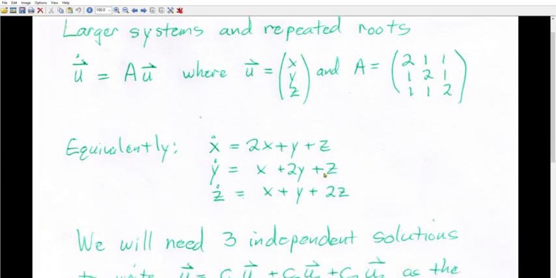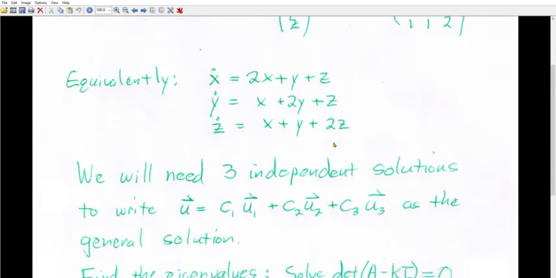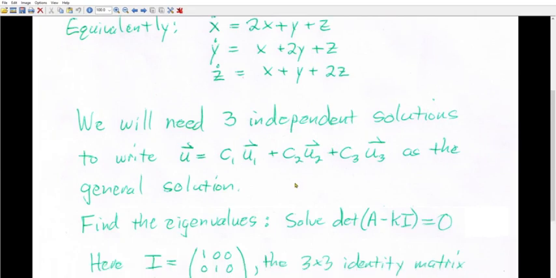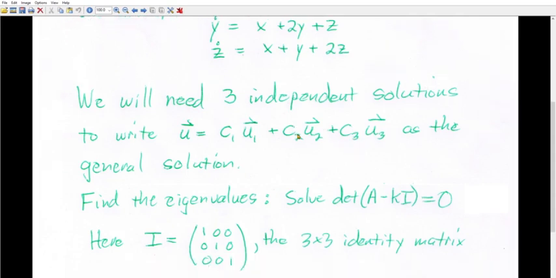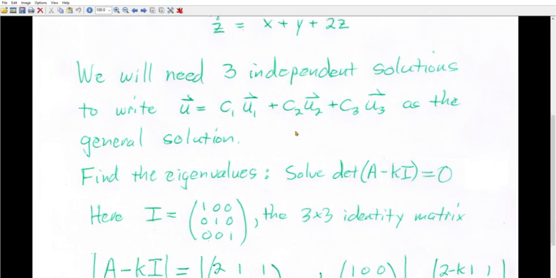So equivalently, this is X dot equals 2X plus Y plus Z, first row, Y dot equals X plus 2Y plus Z, second row, and Z dot equals X plus Y plus 2Z, third row. Okay, since this is a 3 by 3 system, we're going to need three independent solutions to write the general solution, C1U1 plus C2U2 plus C3U3. And as before, we need to find the eigenvalues.